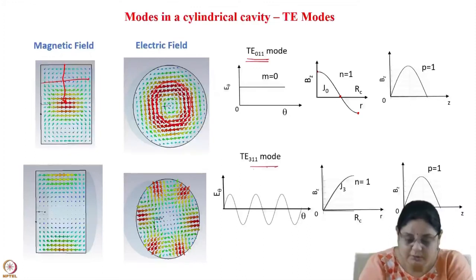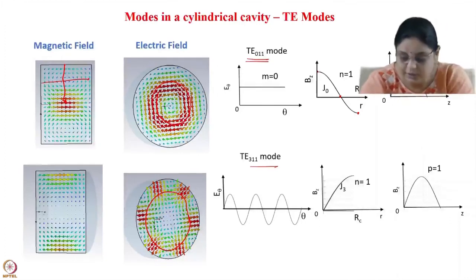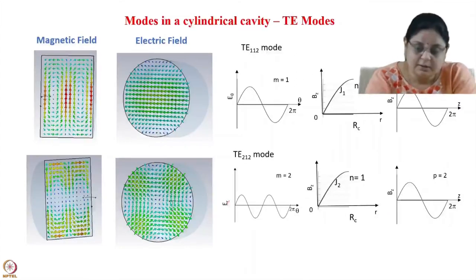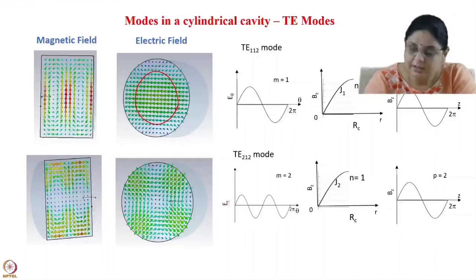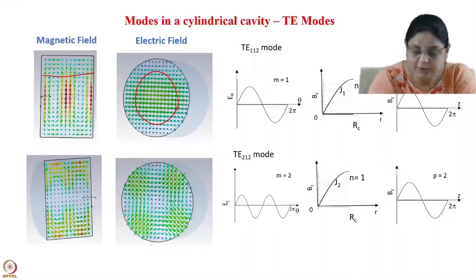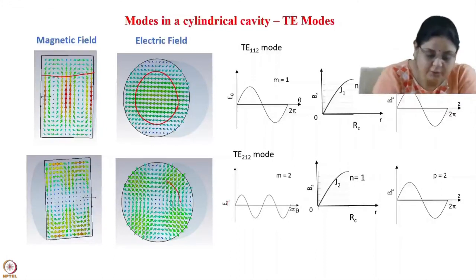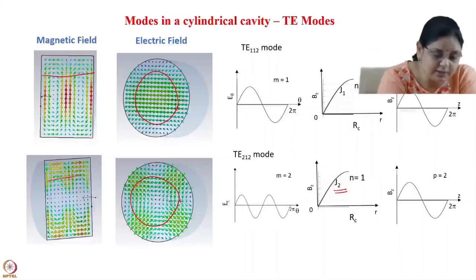Then similarly, you can also have a TE311 mode. So you have three full period variations in the theta direction. Now you have to see the variation of J3 with r and p is equal to 1. A TE112 mode. So again here, one full period variation in theta and in the Z direction, there are two half period variations in the field. A TE212 mode. So here you have two full period variations. You see the variation of J2 and here two half period variations in the Z direction as above.